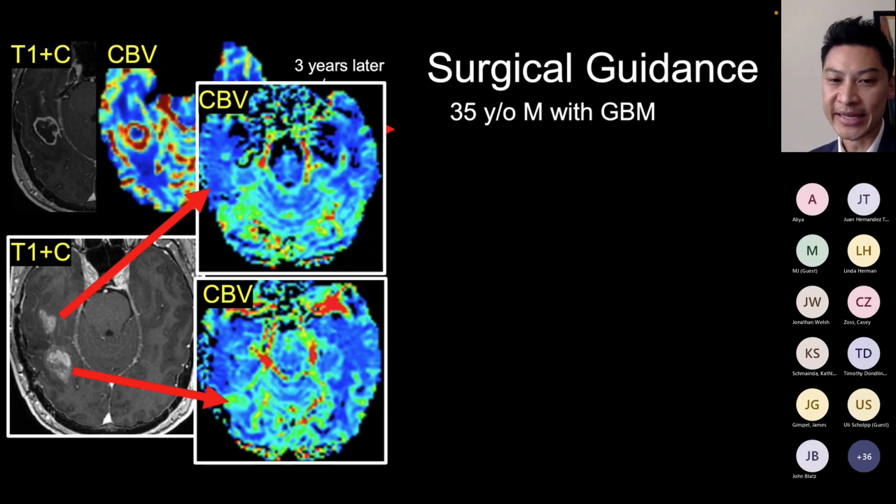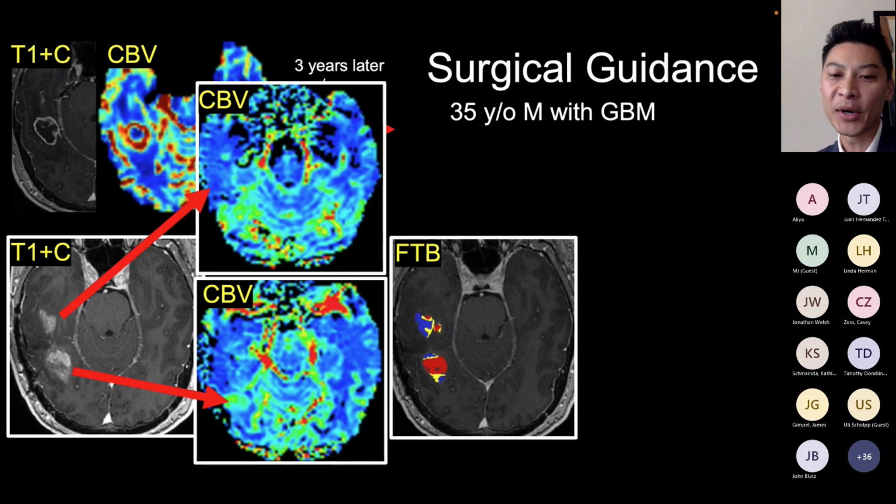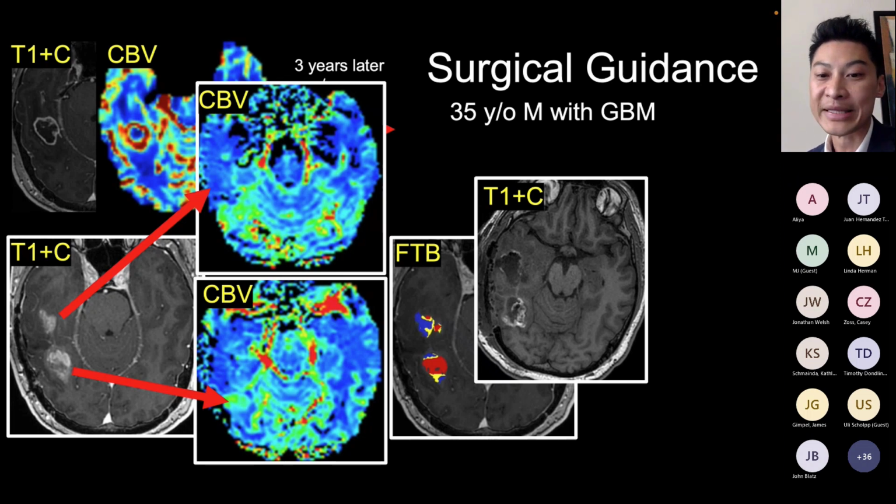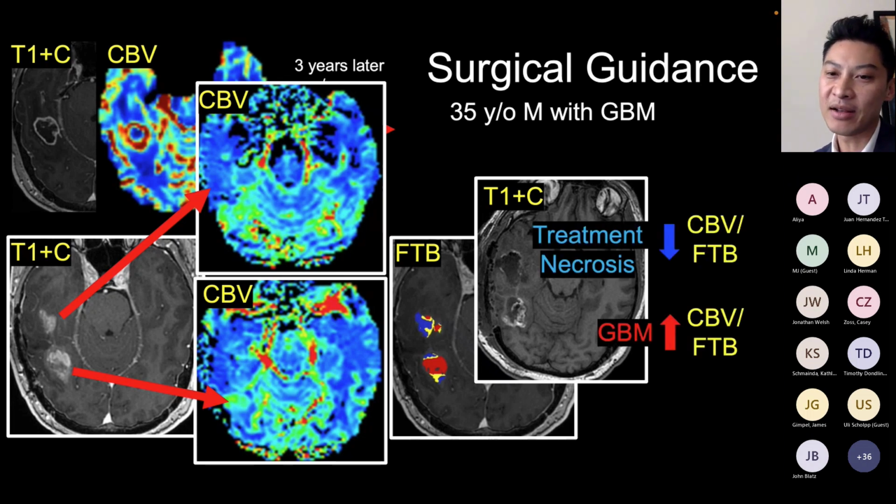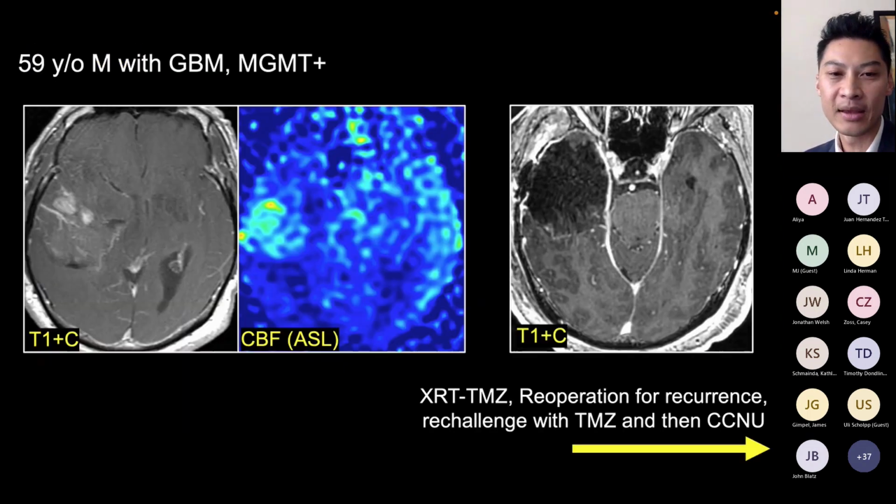The posterior lesion did. When we perform fractional tumor burden, you can see that the anterior lesion had predominantly blue voxels, and the posterior lesion had predominantly red voxels. Okay, so we're predicting more likely to be treatment effect anteriorly, more likely to be tumor posteriorly. This was during the time when we were trying to validate the FTB imaging. So our surgeon resected both areas, and on histopathology, that's what we essentially found, that the anterior lesion turned out to be treatment necrosis and the posterior lesion was GBM.